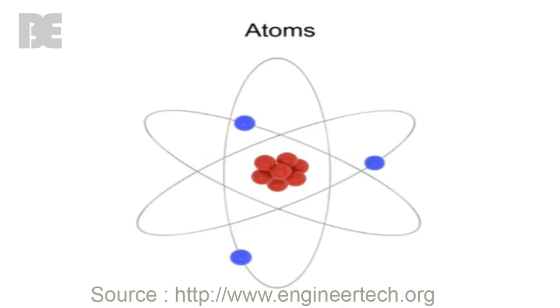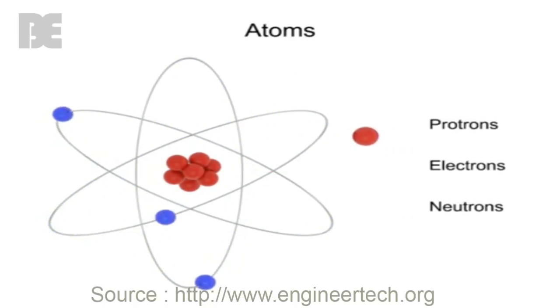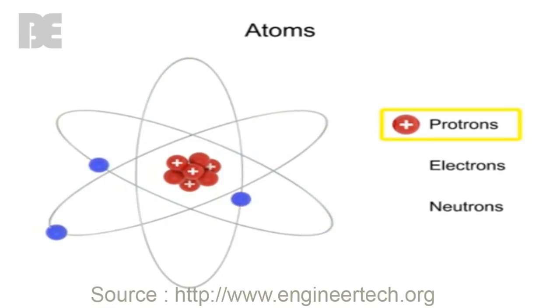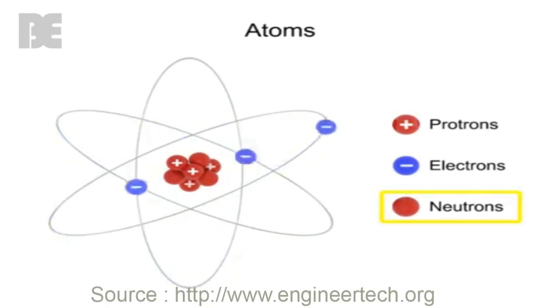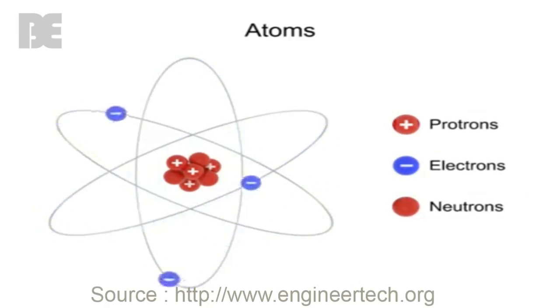Atoms make up all of the Earth's matter. Atoms can be broken down into three basic components: positively charged protons, negatively charged electrons, and neutrally charged neutrons. The number of these components and their arrangement determines the atom's elemental properties.